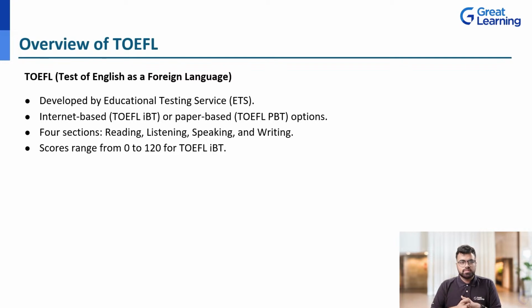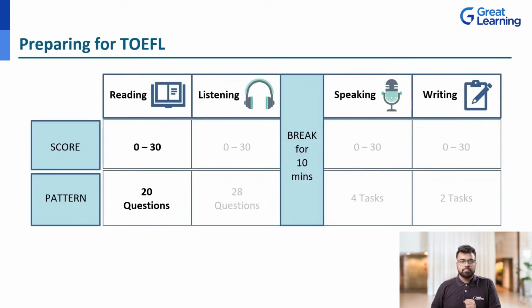In the test, four sections are there: reading, listening, speaking, and writing. I'll tell you in detail the minutes of each section and what is involved. I'll give you a bit more depth in that scenario. The scores range from 0 to 120, right? There are four sections, 30 each, so this makes up 120. This is the overview of TOEFL. 120 is the maximum marks you can attain.